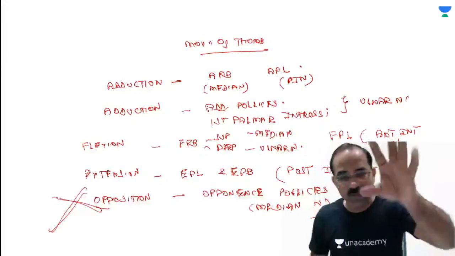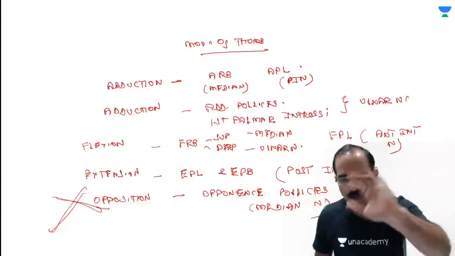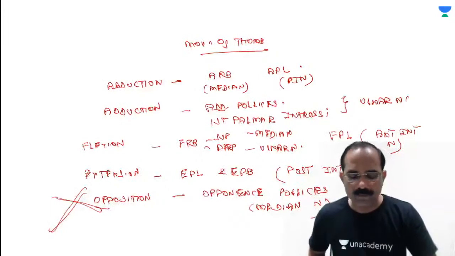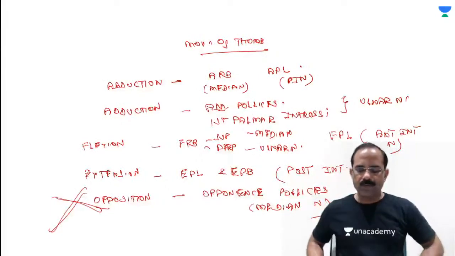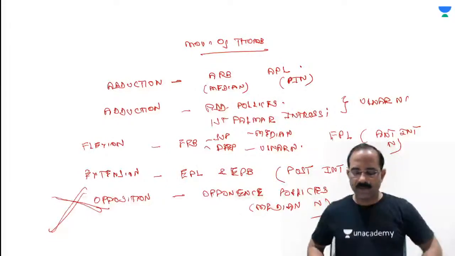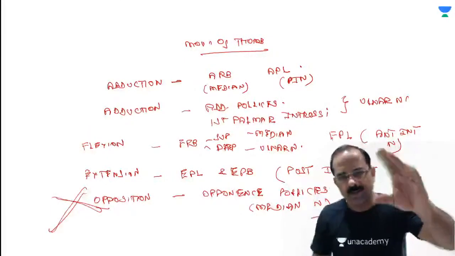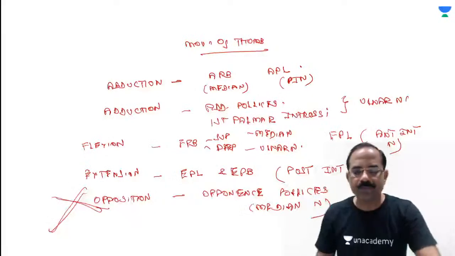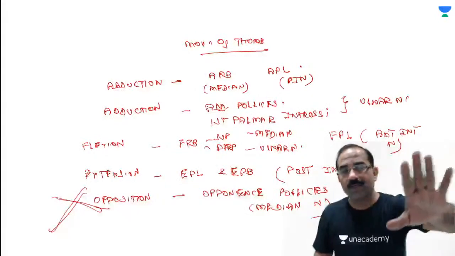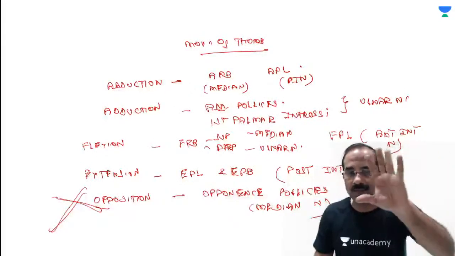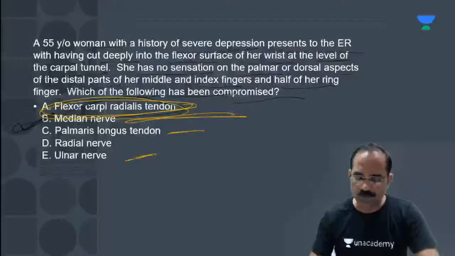The rest of the movements will be there, slightly, because the other muscles are there to do these movements. Clear? So this is how it is. So just understand all these things. Once again, somewhere or the other we'll discuss the movements of the thumb. Clear? So I just want you to be clear that if the median nerve is injured, which movement of the thumb would be affected? Opposition of the thumb.